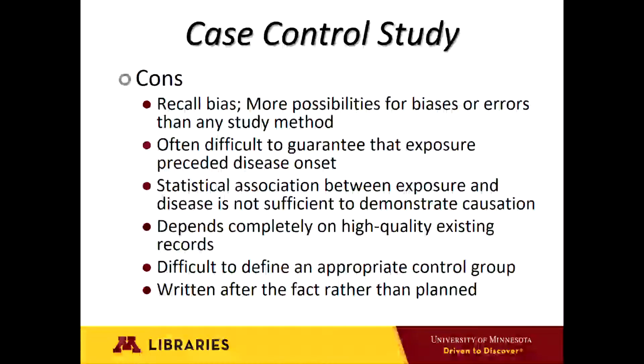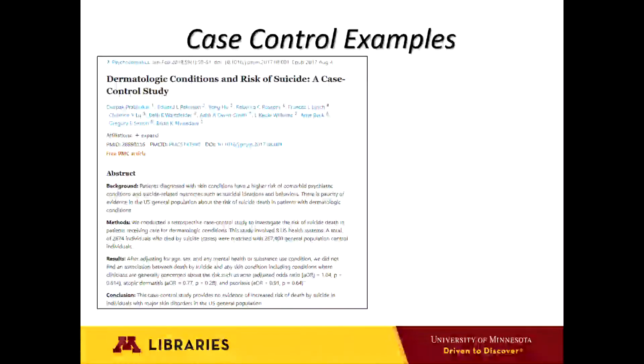The disadvantages of case-control series are that they depend completely on high quality existing records, and it can be difficult to define an appropriate control group. They also have more possibilities for biases or errors than any other study method, and statistical association between exposure and disease is not sufficient to demonstrate causation. Here are screenshots of 3 examples of case-control studies.